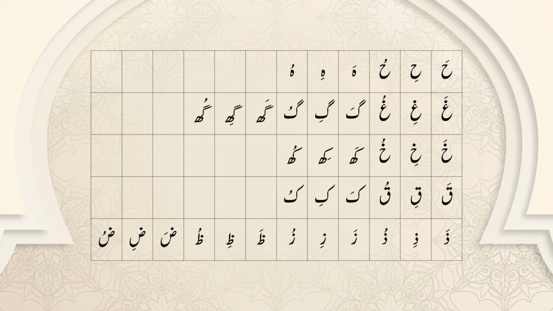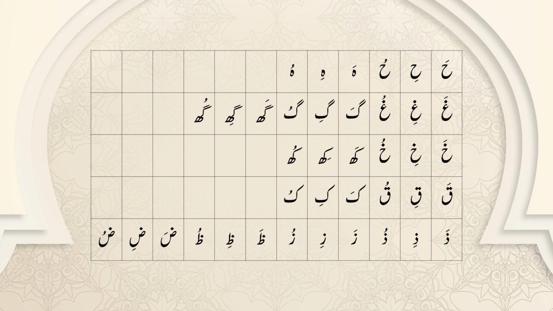We have the alphabet ghain here, and arrayed three different alphabets here, because they create the same sounds. Well done. Gha, ghi, gu, with ghain. Gha, ghi, gu, with gaf. Ga, gi, gu. And ga with do chashmi, gha, ghi, gu.